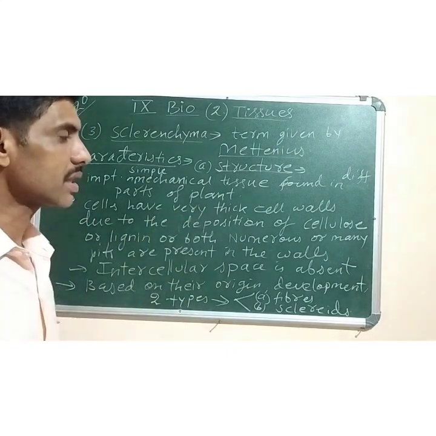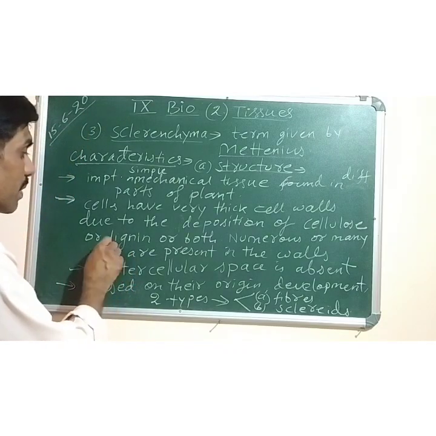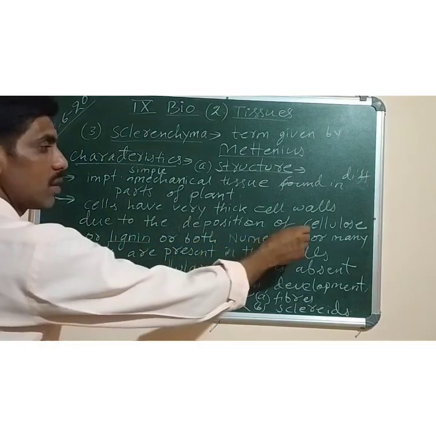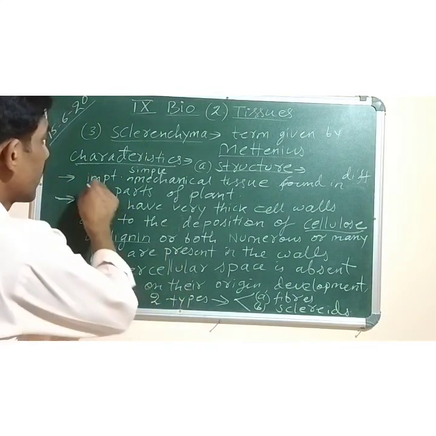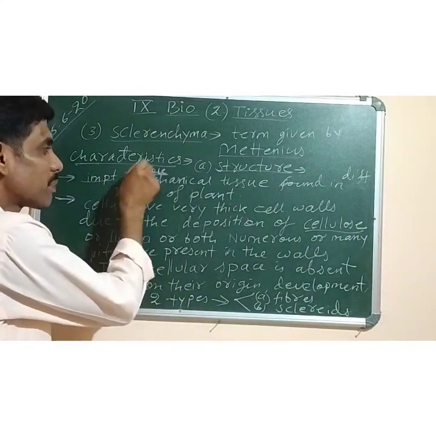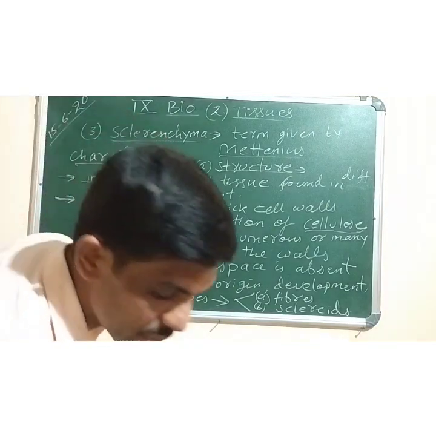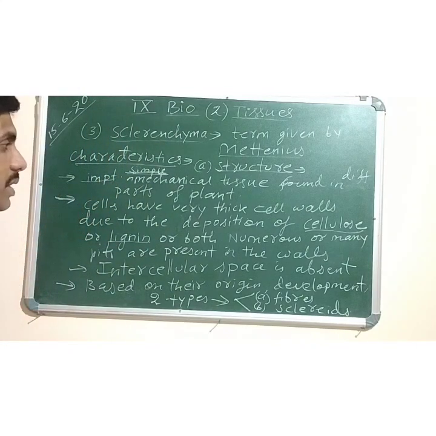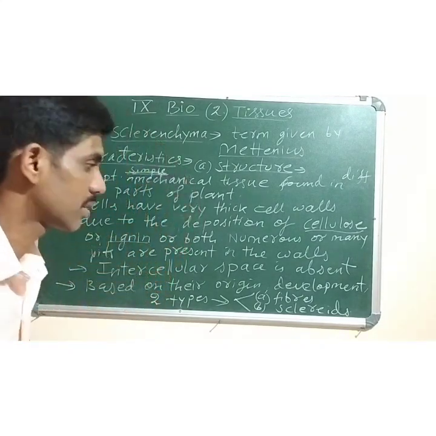And the cells have very thick cell walls. Why are the cell walls very thick? It's due to the presence of lignin or cellulose. Both of them may be present or any one of them. And it is a very important simple mechanical tissue. Why is it called simple tissue? Because it is made up of only one type of cells. That's why it is called simple mechanical tissue. Now next we will study about the sclerenchymatous fibers.